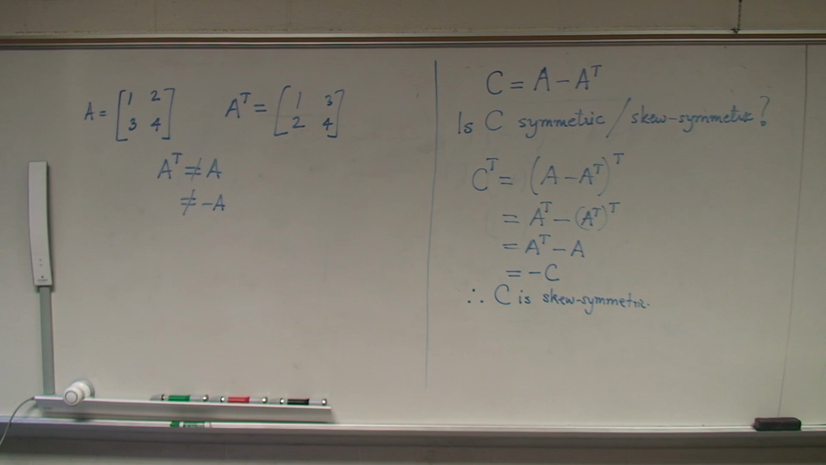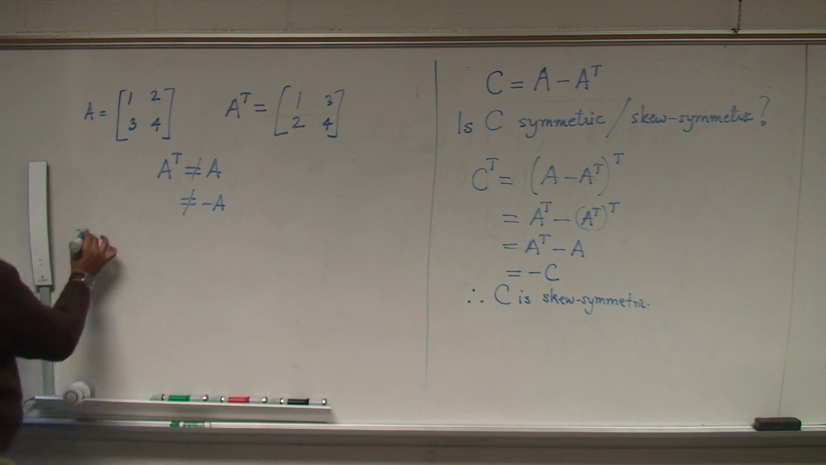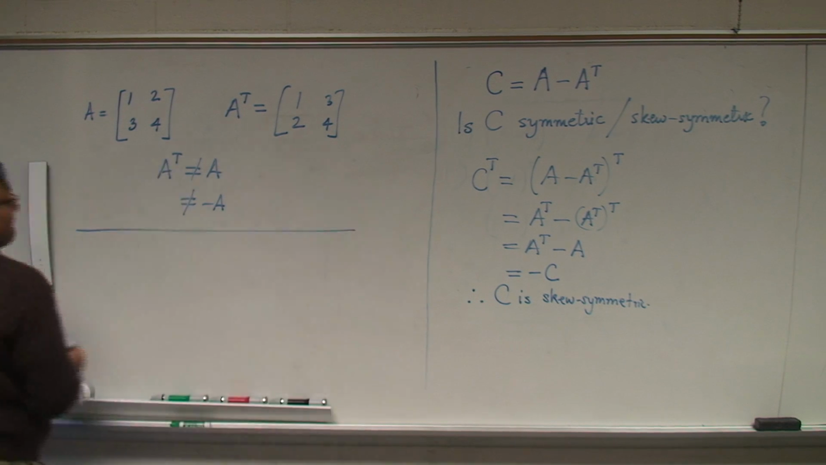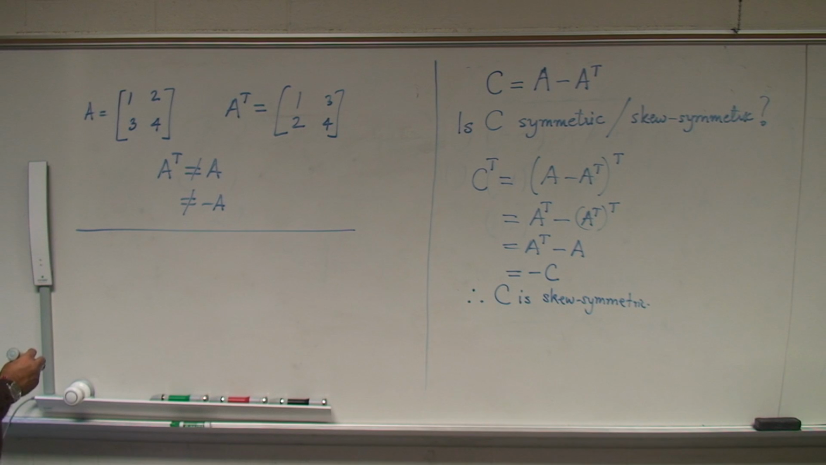So in fact, being a symmetric matrix or a skew symmetric matrix is kind of a special thing for a matrix. And once it has that property, then it can help us understand its behavior a bit better. Let's make one more quick observation.